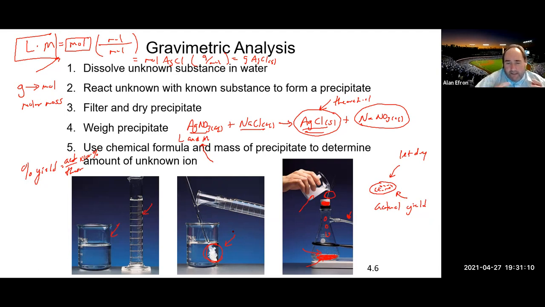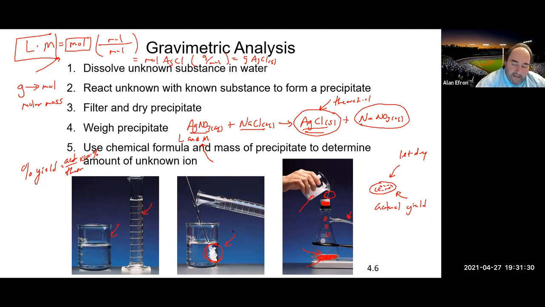But again, we could do a stoichiometry problem just like we did before. Really, the main difference here again is how we go from grams to moles. We don't really use grams and moles, we use liters and molarity. Any questions on that there?